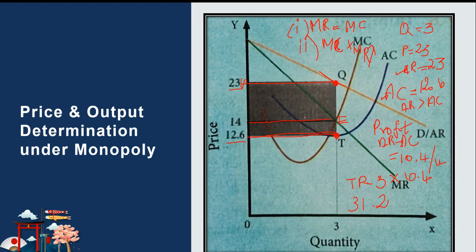So this area is called the profit area. So from here, this is the profit per unit. How much is the profit per unit? 10.4. Now 10.4 × 3. From here to here, how many units are produced? 3. So 3 × 10.4 will give you the profit. So this area is called the profit area. Are you able to understand, girls? So this is about the calculation of total revenue and total cost, or the price and output determination under monopoly. Hope you understood it clearly, girls. We'll stop with this.